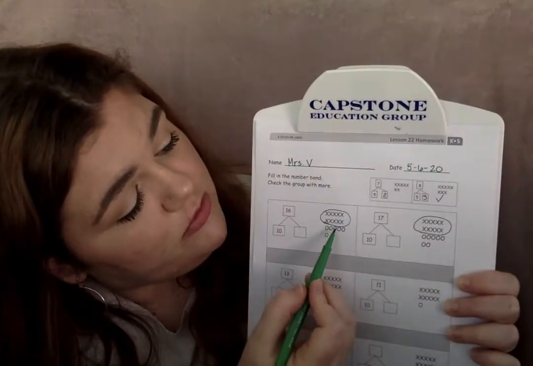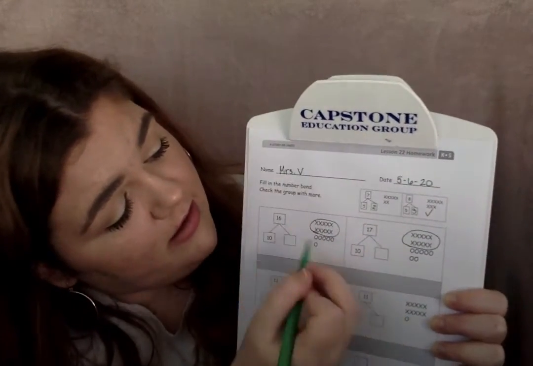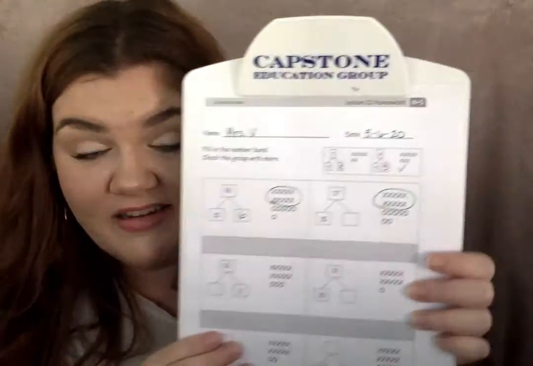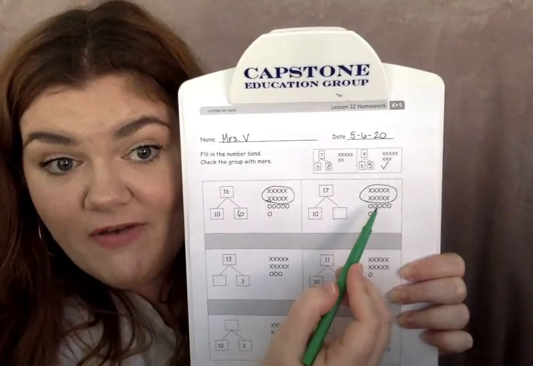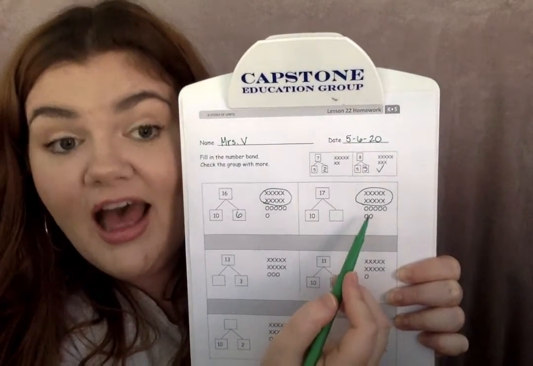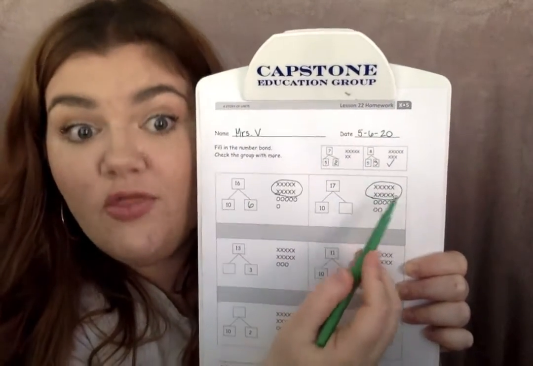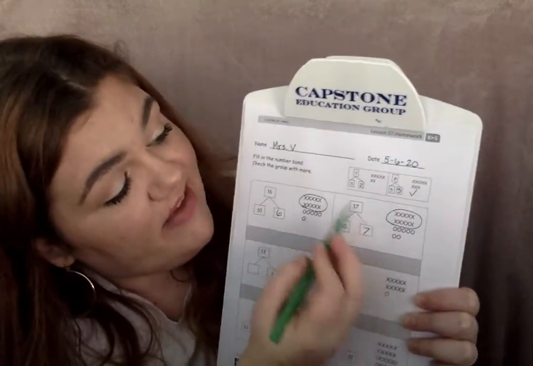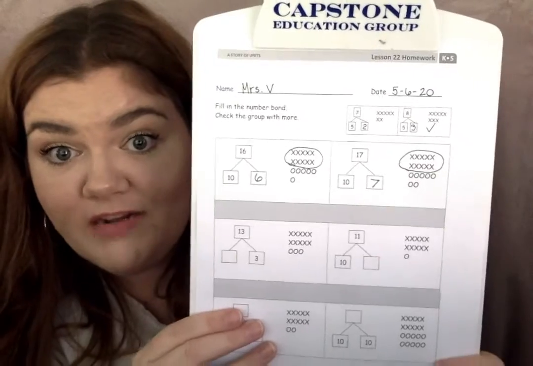Let's see. We have 1, 2, 3, 4, 5, 6. Okay, 5 and 1, that's 6. So 10 and 6 makes 16. Same thing over here. I have 5 and 2. I know 5 and 2 is 7. Oh, that's going to be 7. 10 and 7. Yep, that's right. Make 17. So now I need to figure out which one has more.